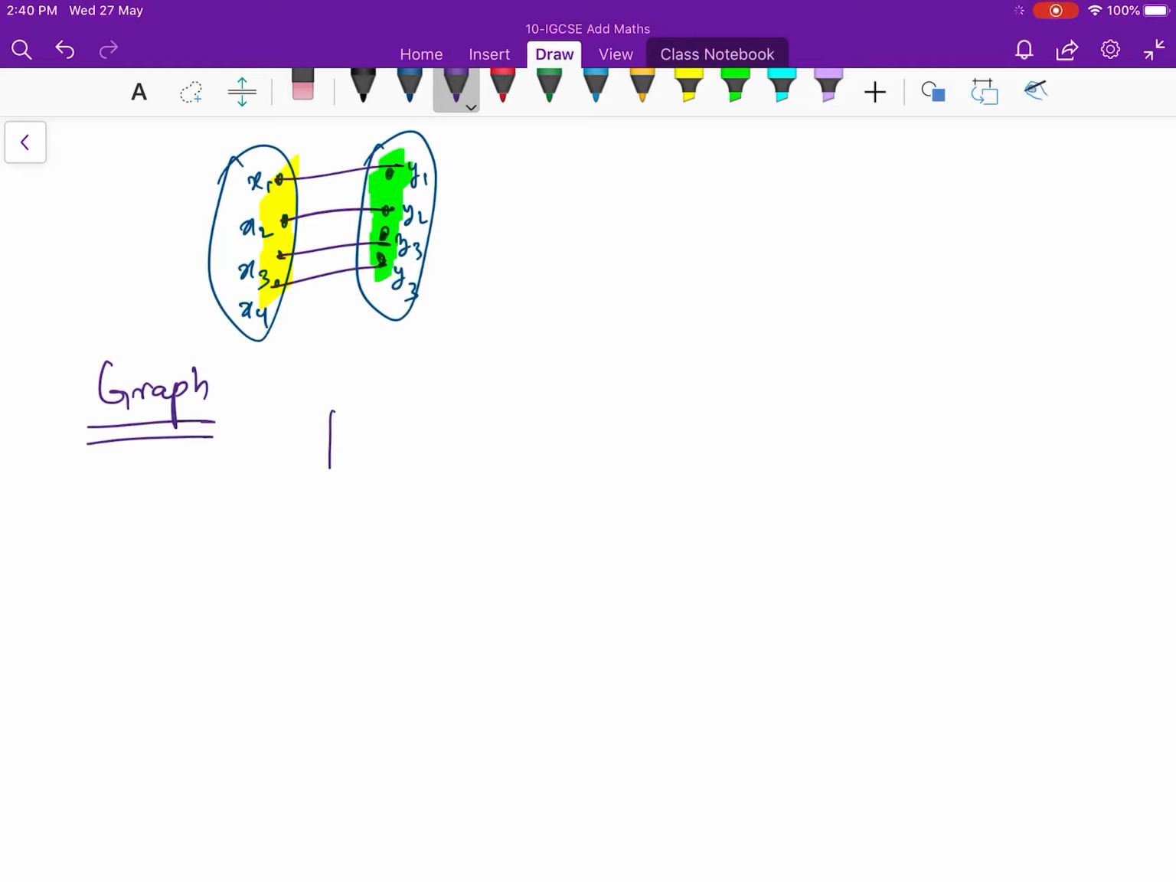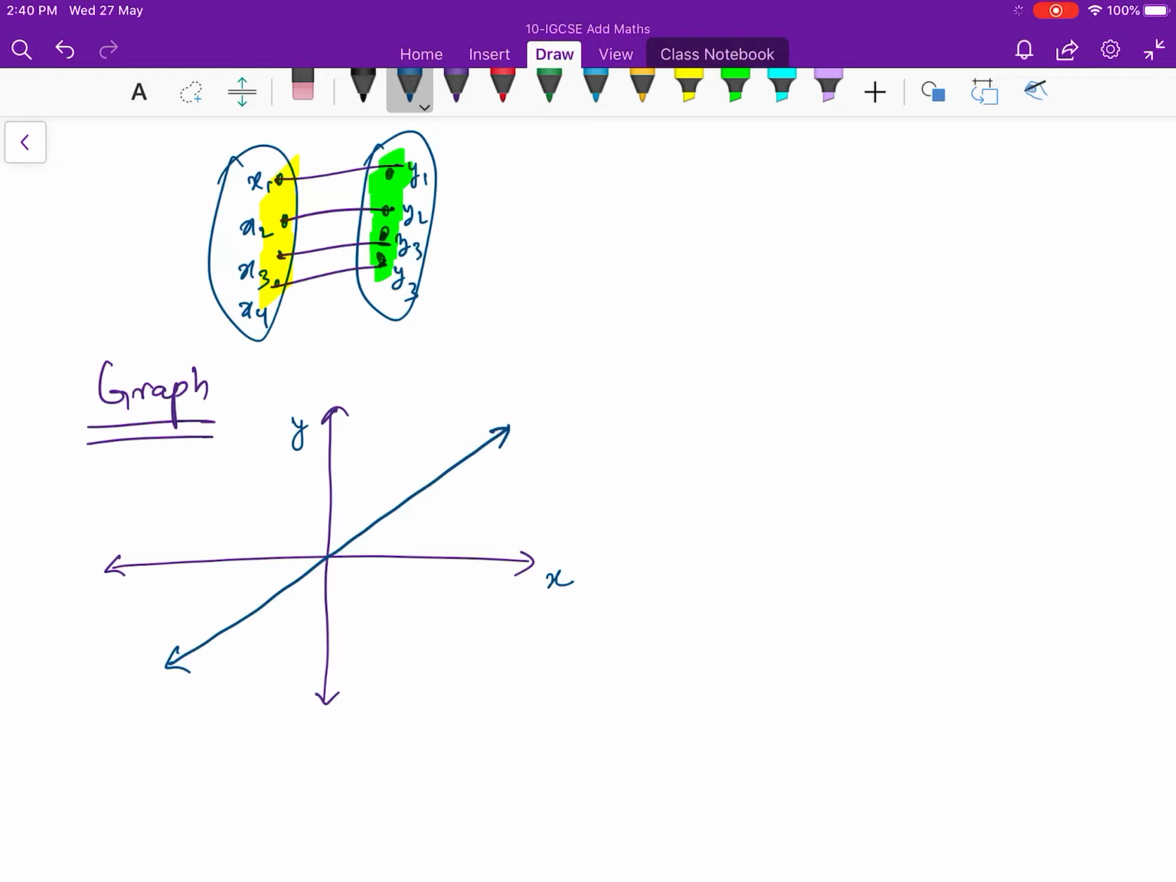Let's take a few examples, then we will understand better. Suppose I have this graph given, and I don't know the relation between y and x. Of course, this is the y axis, this is the x axis. I need to check the limitation of this graph: where this graph will stop, for what value of x and for what value of y.